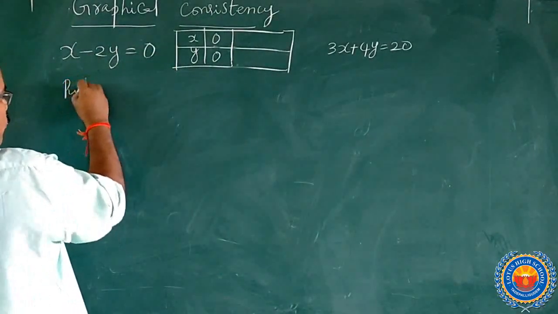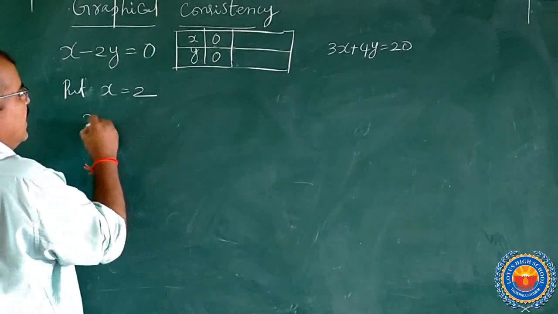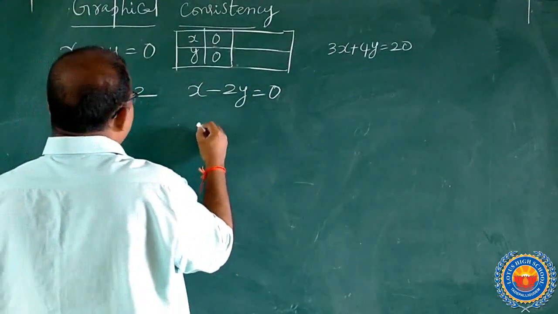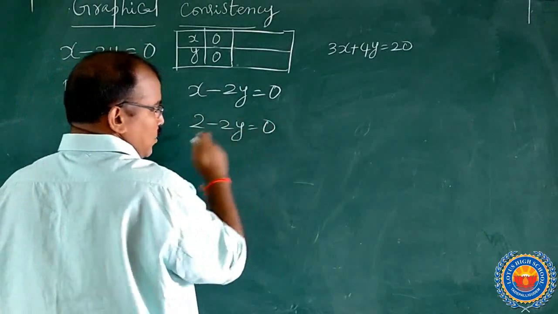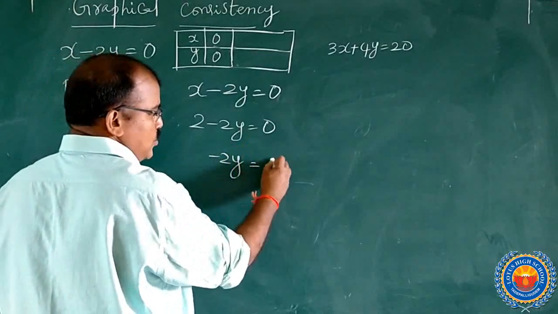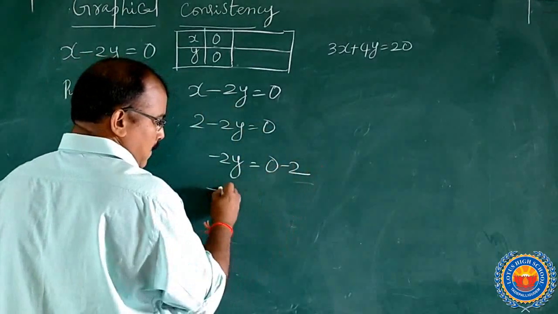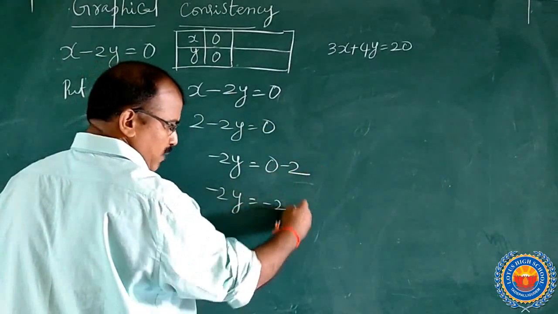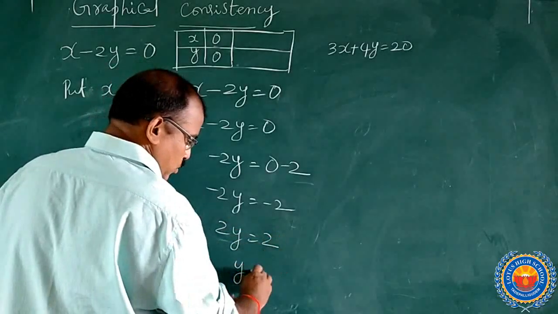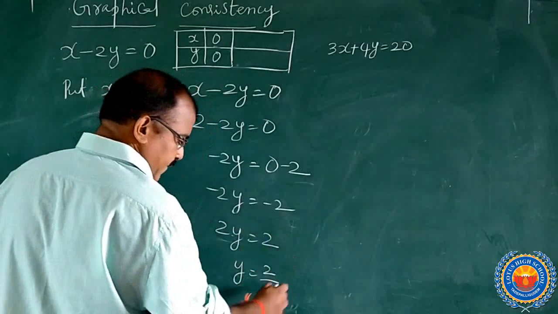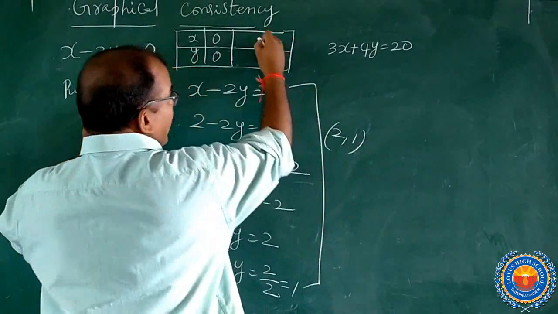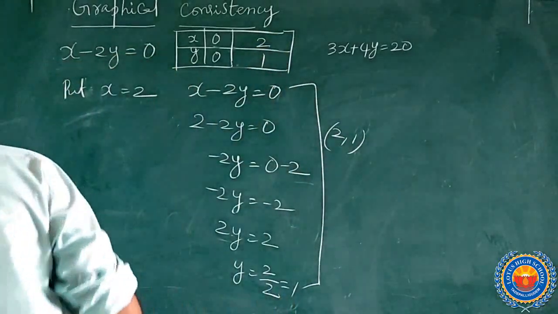Next I will take x is equal to 2. Put x is equal to 2 in x minus 2y is equal to 0. So 2 minus 2y is equal to 0. Minus 2y is equal to 0 minus 2, which is minus 2. Understand? So 2y is equal to 2, y is equal to 2 by 2, so y is equal to 1. Therefore, if x is equal to 2, y is equal to 1.